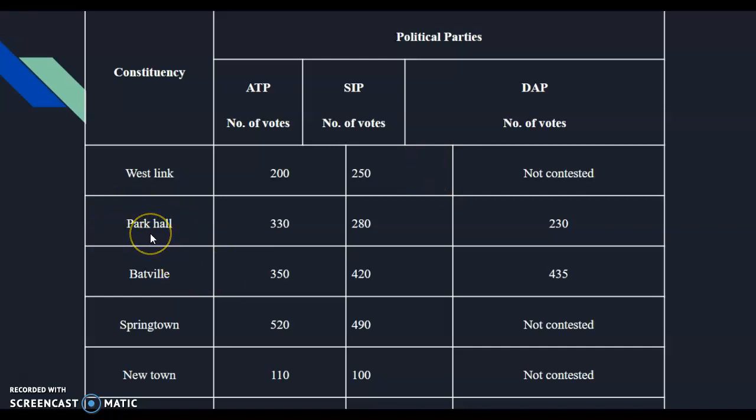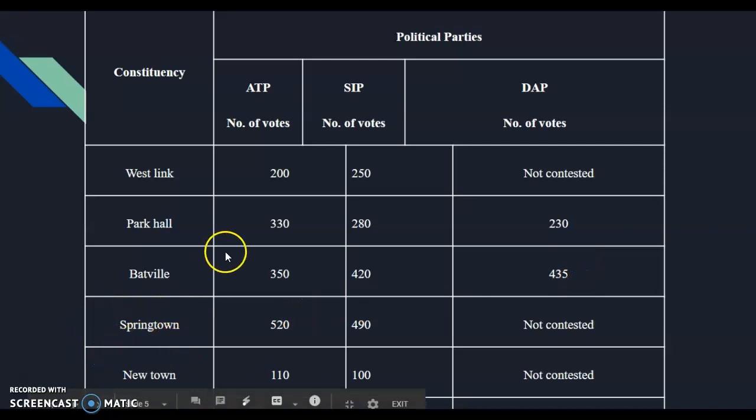Now let us look at the next constituency, Park Hall. Which party won this constituency? If you said ATP, you are correct. They won with 330 votes, so ATP gets one seat. So far, SIP has one seat and ATP has one seat. Now let us look at the constituency of Battville. Which party would have won this constituency? If you said DAP, you are correct with 435 votes. So SIP has one seat, ATP has one seat, and DAP also has one seat.